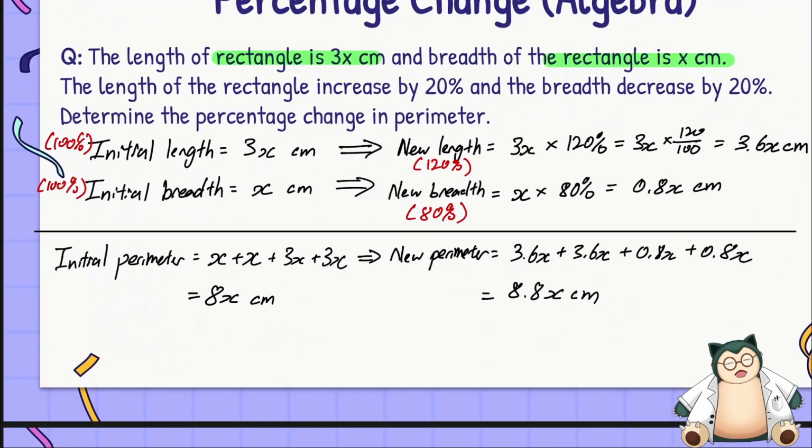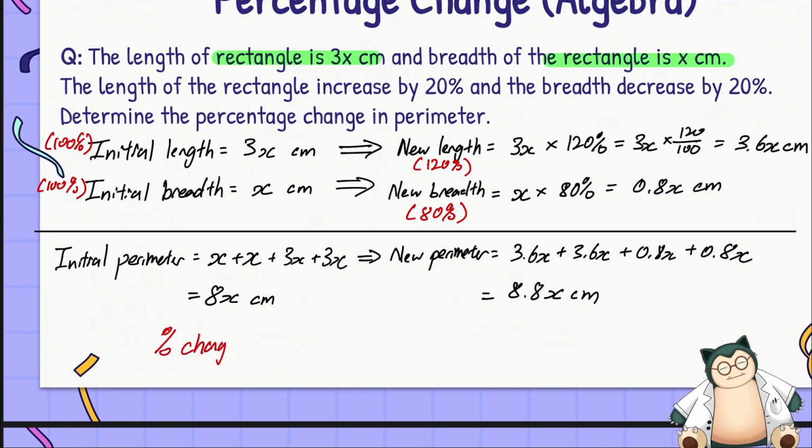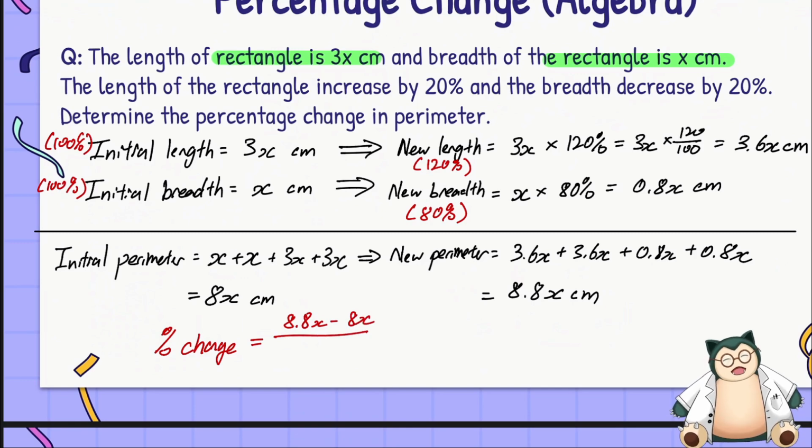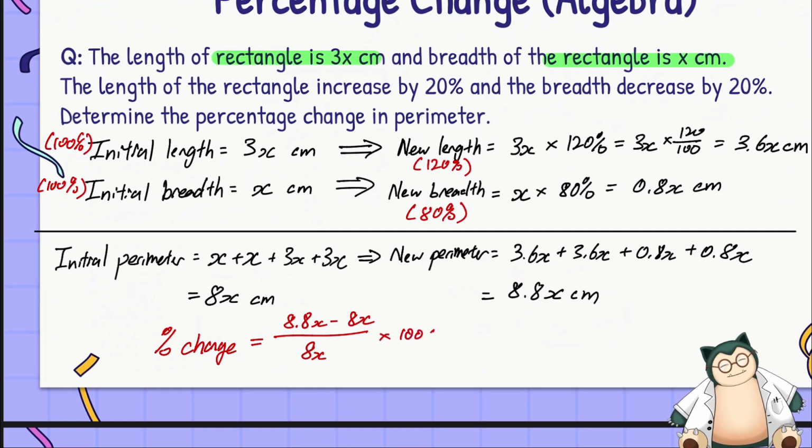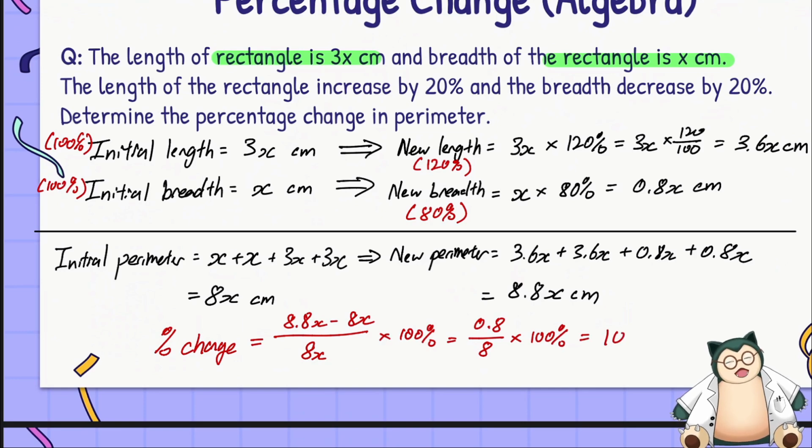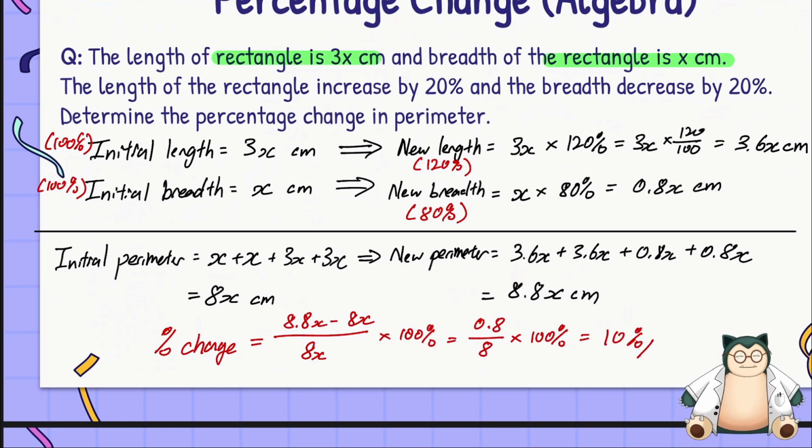That's why, lastly, when we calculate our percentage change, let me write this in red since it's very important. So percentage change will just be the difference, 8.8x minus 8x, and then we divide it by the original length, which is 8x, multiplied by 100%. If we simplify the fraction, we'll get 0.8 over 8 multiplied by 100%. So this will give us 10% as our final answer.